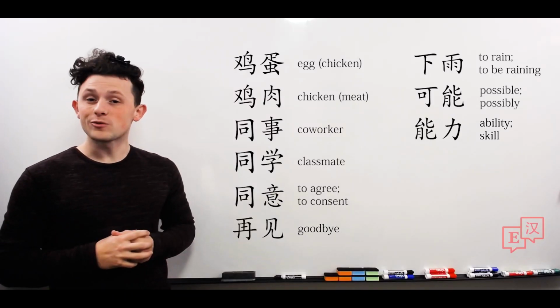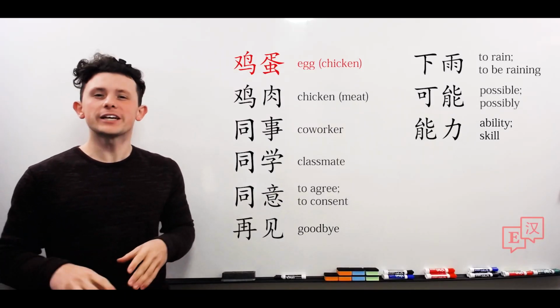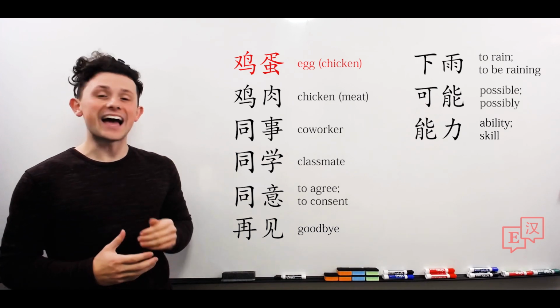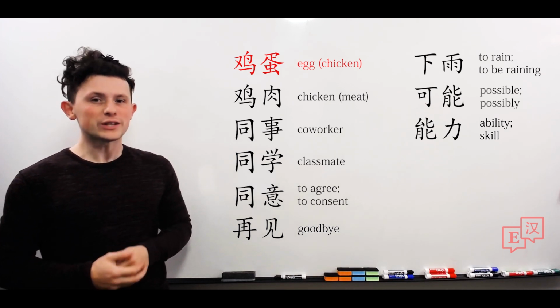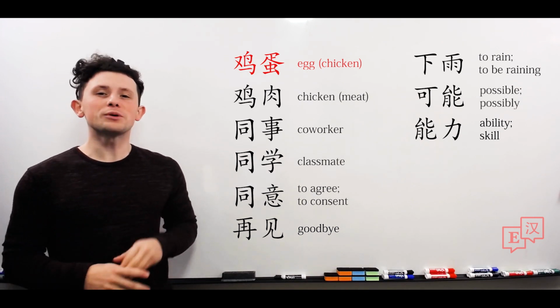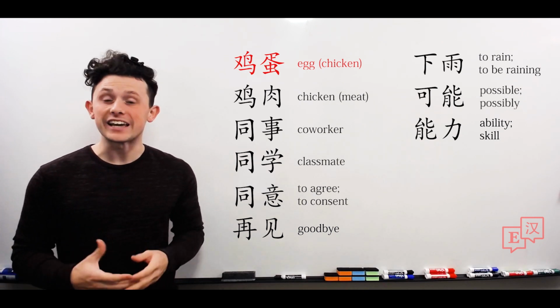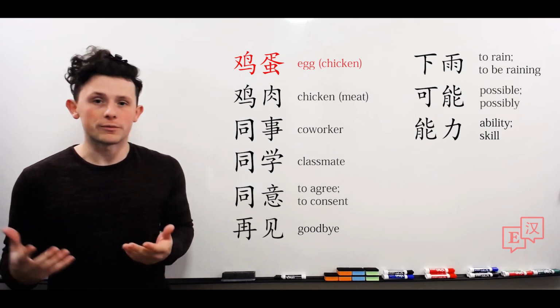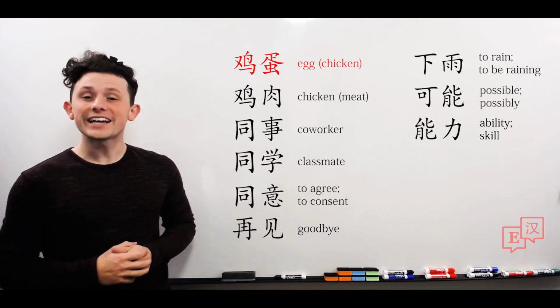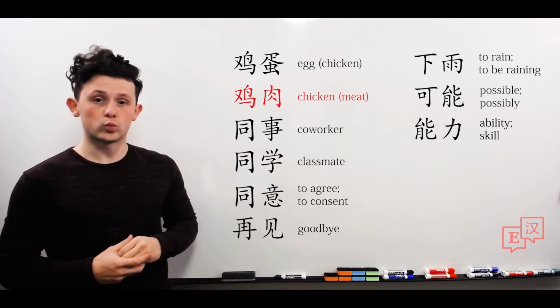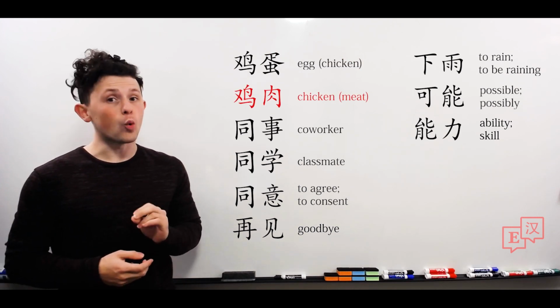Our first word today will be the word for egg, specifically a chicken's egg. 鸡蛋. Now note literally, chicken, egg. In fact, you can put dan onto the end of any animal that has an egg, and it will refer to the egg form of that animal, or just that animal's egg, I guess. 鸡蛋. Next we have 鸡肉.